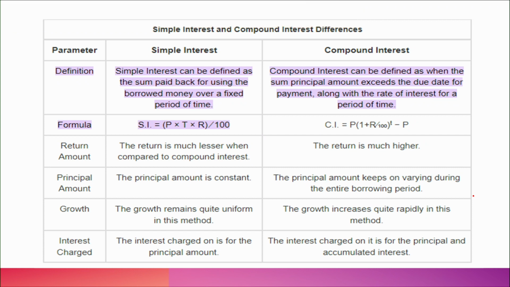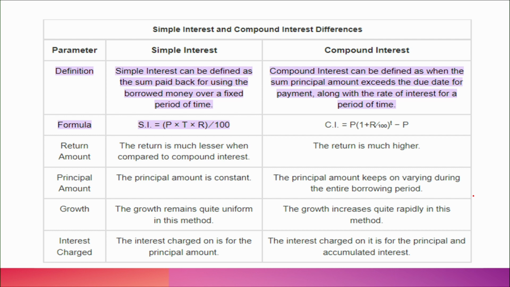So, the definition: simple interest can be defined as a sum paid back for using borrowed money over a fixed period of time. Compound interest can be defined as when the principal amount exceeds the due date for a payment, along with the rate of interest for a period of time. This is the definition, and here for simple interest the formula is PTR by 100, whereas for compound interest it is P into (1 plus R by 100) whole power T minus P, clear.